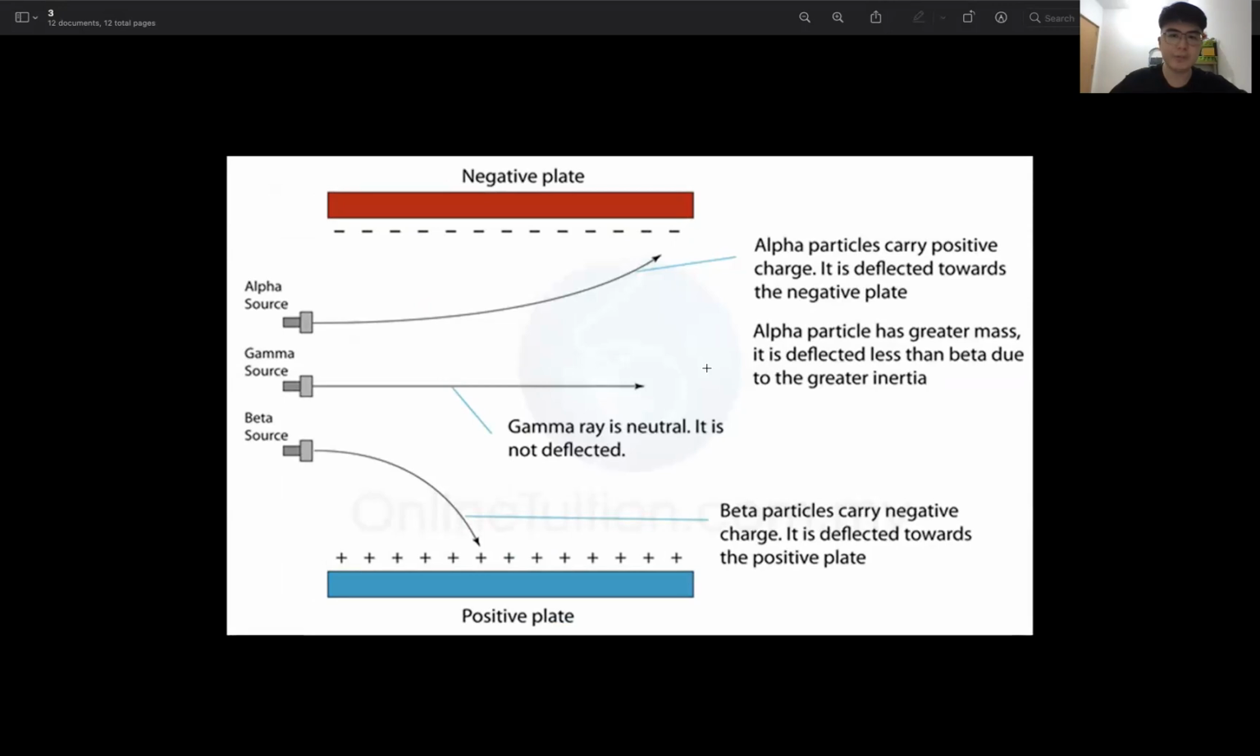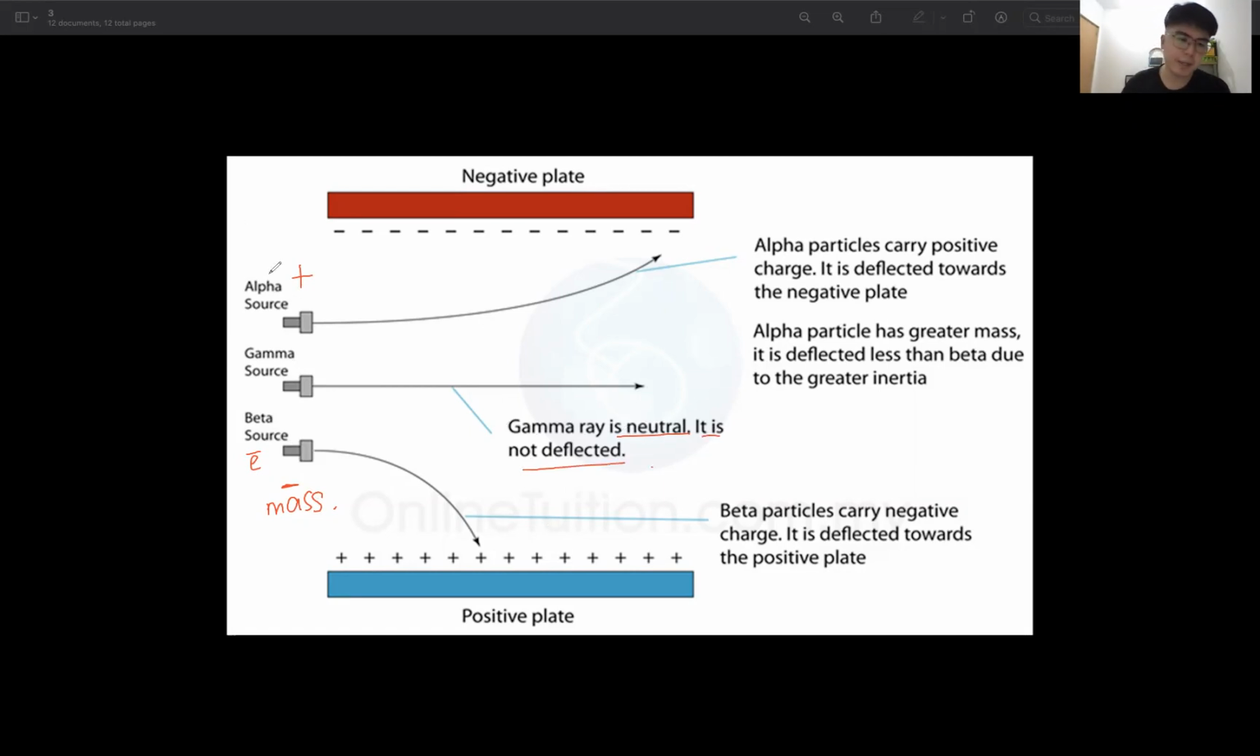Next, the effect in the electric field. Here we have a negative charge plate, and at the bottom, a positive charge plate. Alpha is positive, so it will get attracted to the negative plate. That's why it curves like this. Beta is a negative charge, an electron, so it will get attracted by the positive plate. But why is the electron more curved than the alpha here? The reason is the mass. The electron has very low mass compared to the alpha, so the curvature is more. Gamma has no charge, so it goes straight through. Gamma ray is neutral, it is not deflected.